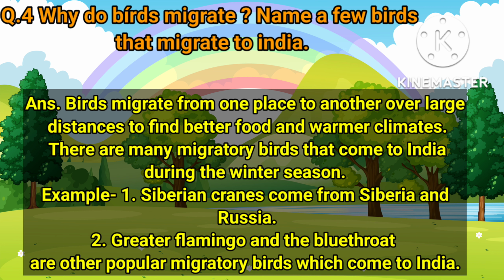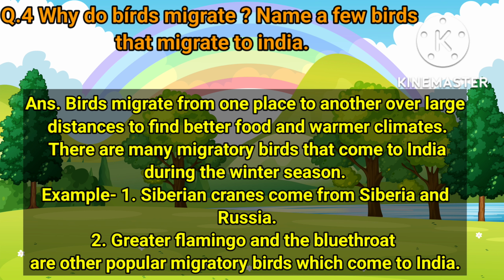There are many migratory birds that come to India during the winter season. Example. Number 1. Siberian cranes come from Russia and Siberia. Number 2. Greater flamingo and the bluethroat are other popular migratory birds which come to India. Okay students, do you understand now why birds migrate?